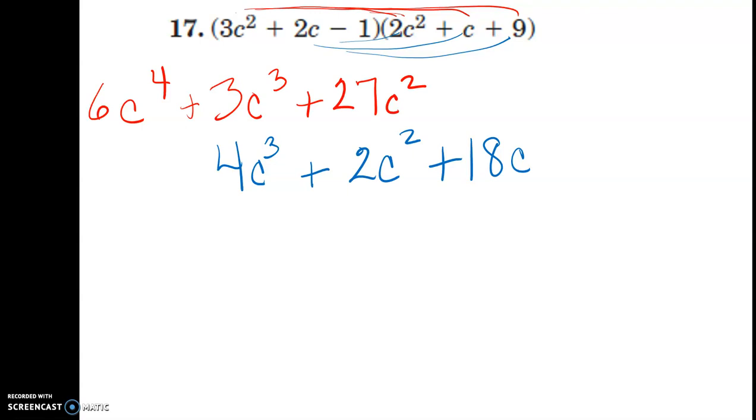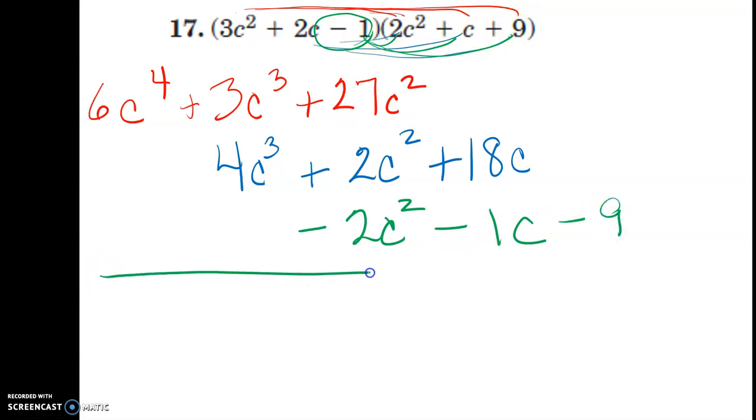Last term, we're going to distribute this guy, and I'm still using the stacking method because I think it's just a little easier. Now be careful, this is a -1 that we're going to distribute to each of the terms. -1 times 2c squared is going to give me a -2c squared. -1 times c is going to give me -1c. -1 times positive 9, sorry, is a -9. I'm going to add this all together.